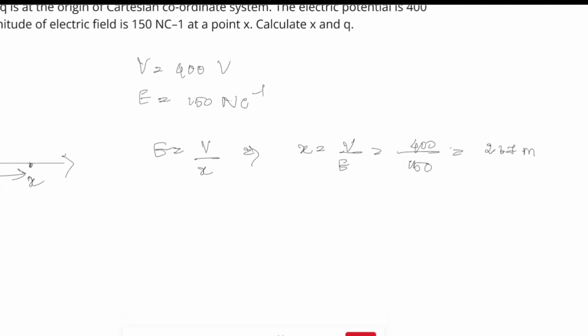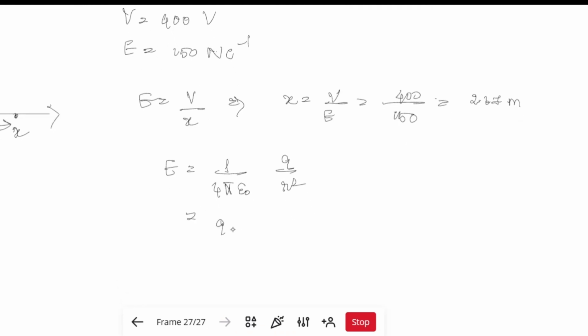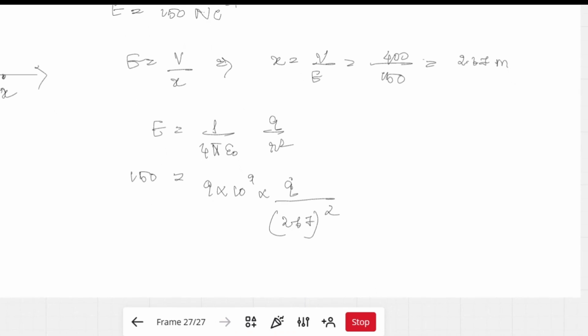Next, we have to calculate the charge Q. We know that E is equal to 1 by 4 pi epsilon naught into Q by r square. Substituting 1 by 4 pi epsilon naught is 9 into 10 to the power 9, into Q by 2.67 square. This is 150. If you solve for this, you get Q is equal to 11.9 into 10 to the power minus 8 coulomb.